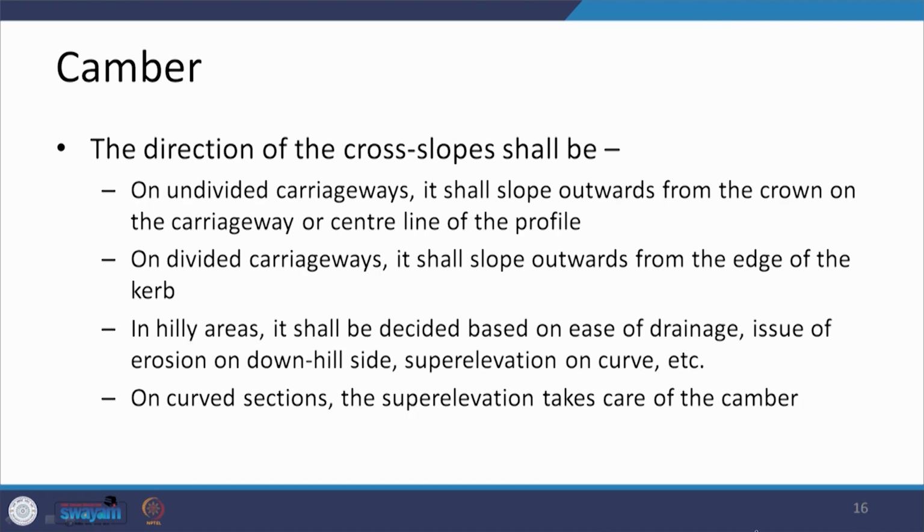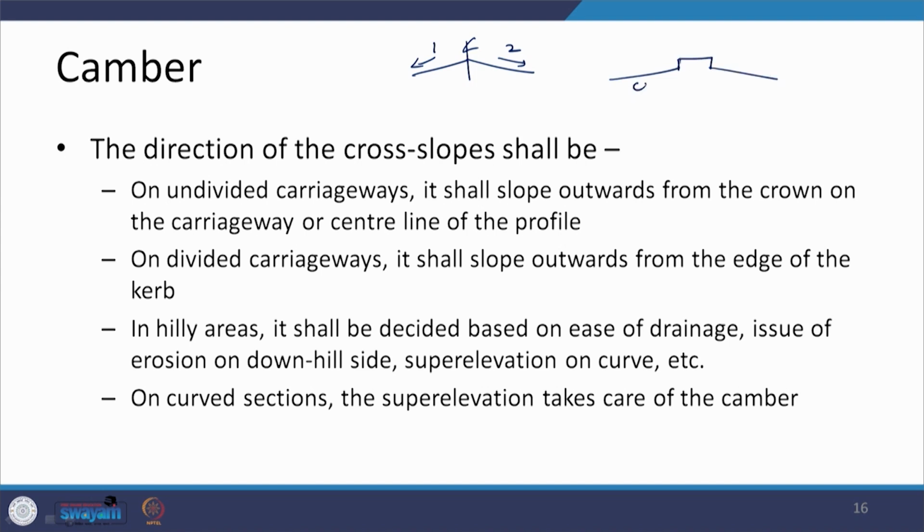Now, in which particular direction are we going to provide these cross slopes? If you have a 2-lane system, so this is one lane, this is another lane, what it says is that we are going to provide the slope away from the center line towards the edges. But if it is a divided system, what you have is a median here like this.